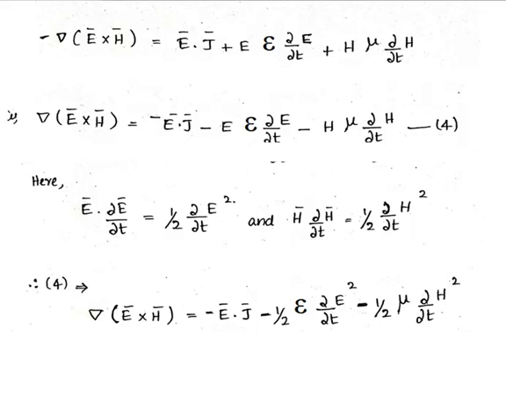Here we are using the chain rule. The derivative of E square will be 2 times E into dou by dou t of E. So the 2 and 2 get cancelled, leaving E into dou by dou t of E. That is, there is no change in the value of E into dou by dou t of E and H into dou by dou t of H. Therefore, equation 4 becomes del dot E cross H is equal to minus E dot J minus 1 by 2 epsilon dou by dou t of E square minus 1 by 2 mu dou by dou t of H square.